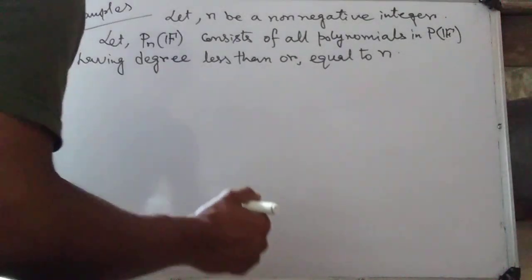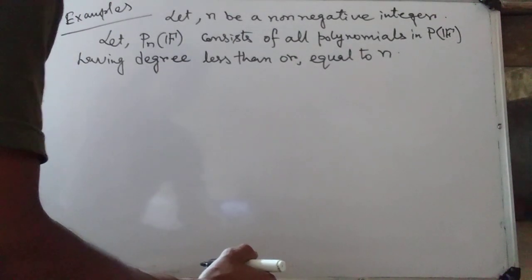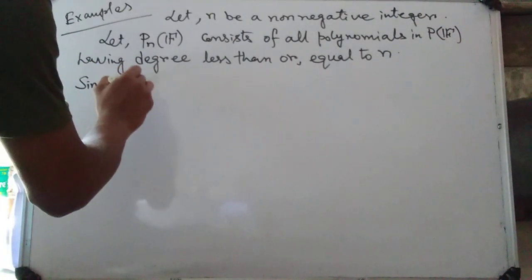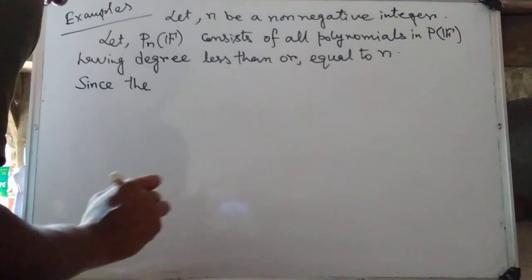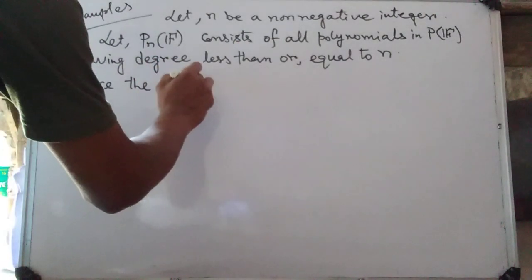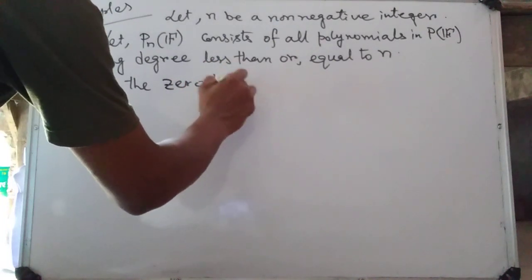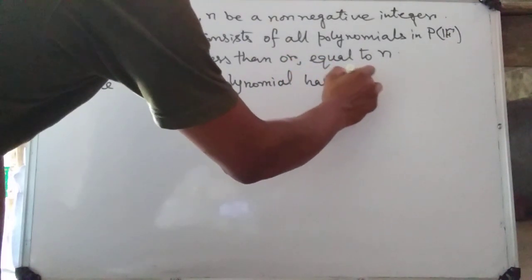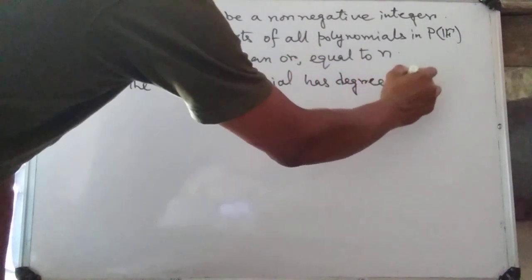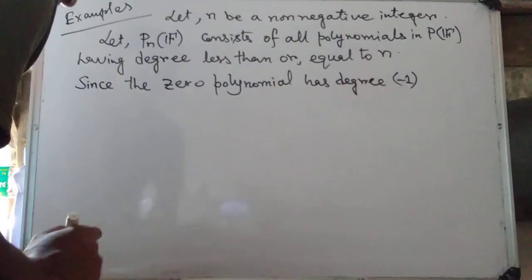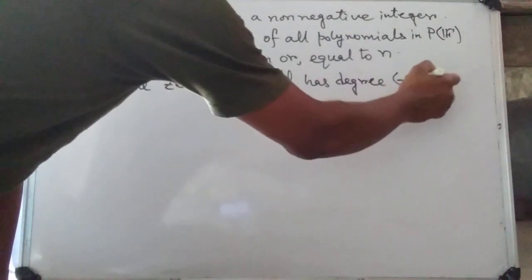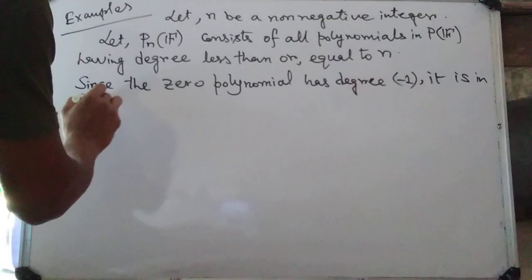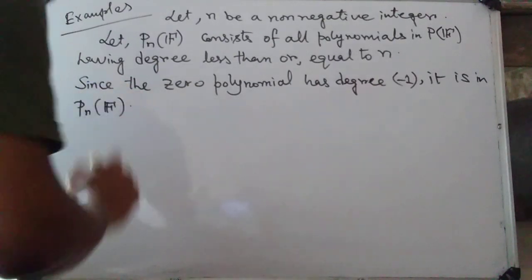Since the zero polynomial has degree -1, it is in P_n(F).